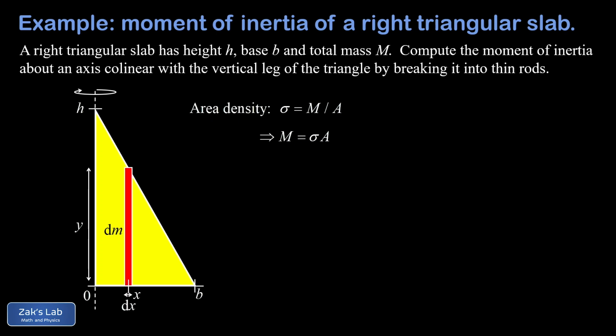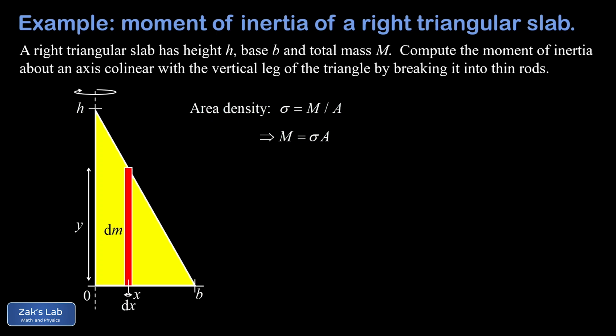So we're streamlining things a bit this time, and I already have a picture of a representative thin vertical slice that's parallel to the rotation axis here. And we gave that a mass of dm, a width of dx, and we called the height y. Now we call the horizontal location of these slices x, and as x varies, we see that y varies. As the position of a slice goes further to the right, it's going to get shorter.